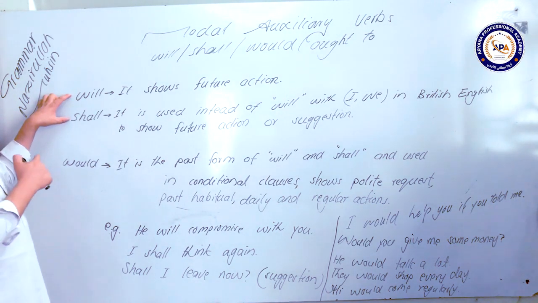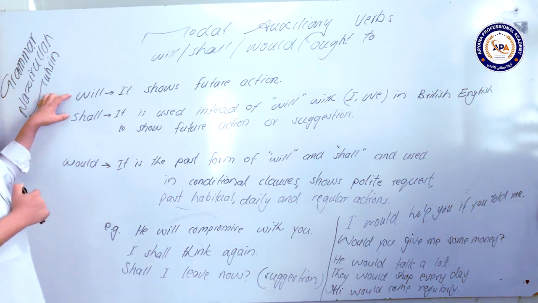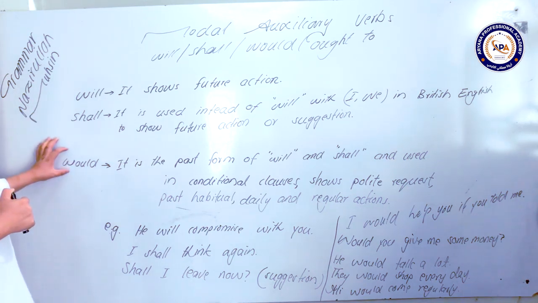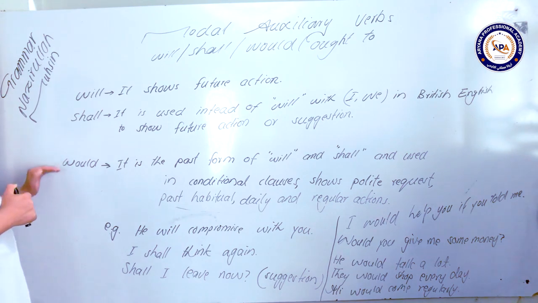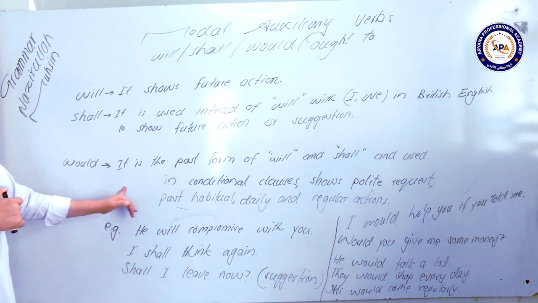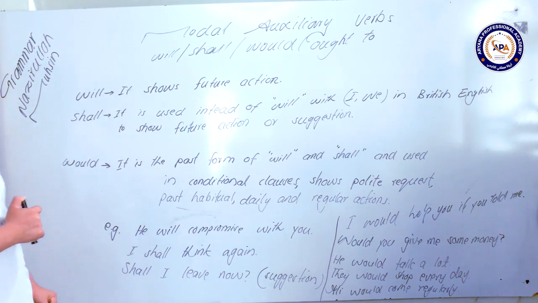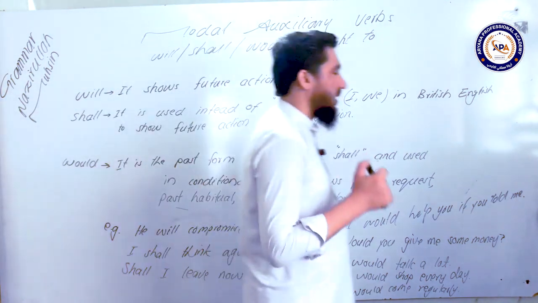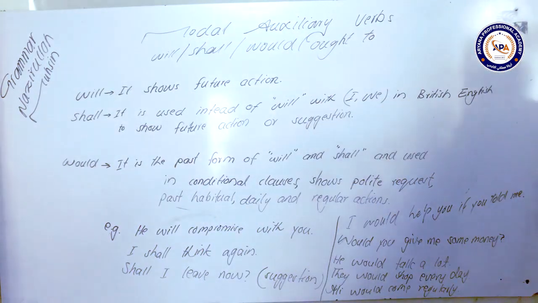Subject plus will or shall, then verb base form. And would is also used in the positive structure the same as them. Subject plus would, base form of the verb, then complement, in the past, present, and also in the future. And I will add the structures, no problem. So take this note.